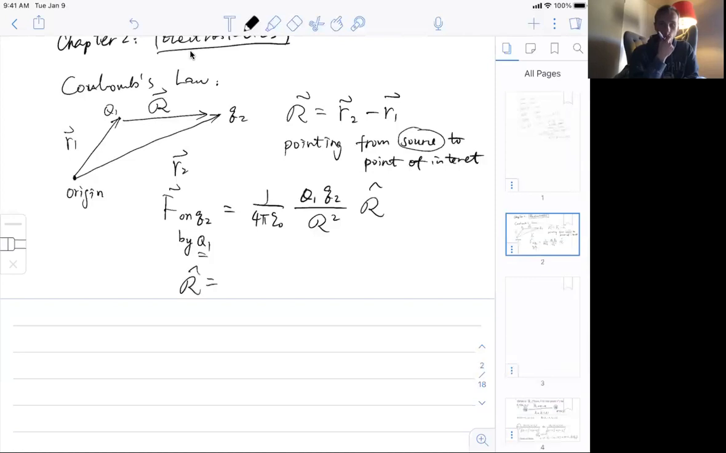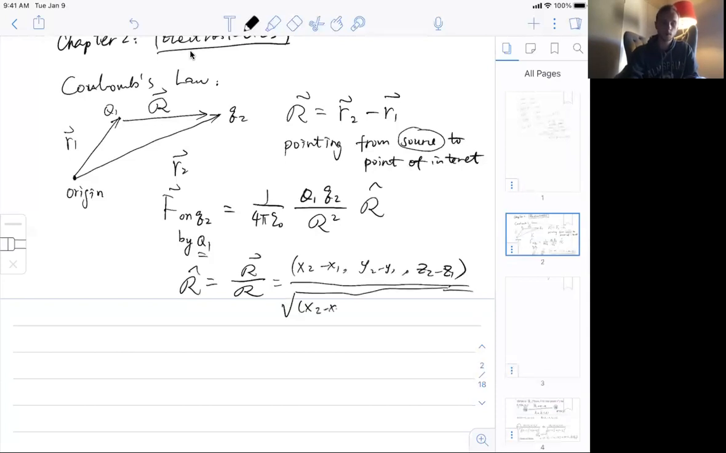So R hat is the R vector over the R magnitude. It really follows how we did before. It's going to be x2 minus x1, y2 minus y1, z2 minus z1, divided by the magnitude.